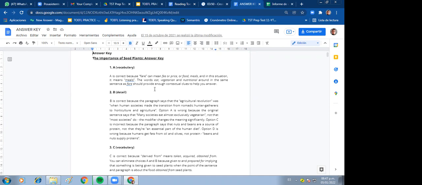Let's see why. A is correct because fare can mean fee or price or food, meals. And in this situation, it means meals. The words eat, vegetarian, and nutritional around in the same sentence as fare should provide enough contextual clues to help your answer, okay? So A was the correct answer. Congratulations to the ones who chose letter A as answer. Let's move on to Fabiana.